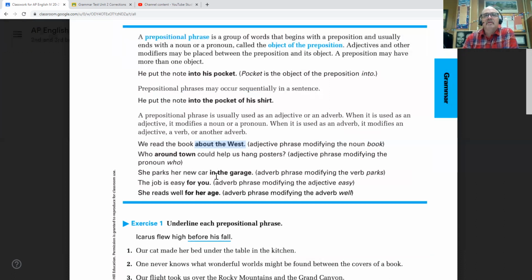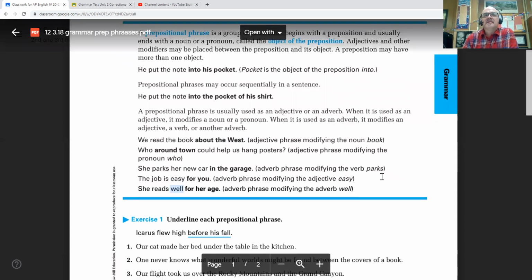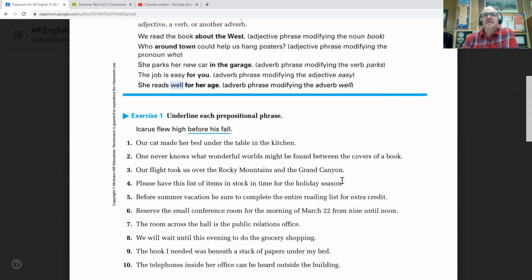She parks her new car in the garage. That's modifying parks because it's telling where she parked it, right? So it's a little bit trickier. It's not always right next to what it modifies, but in the garage is definitely modifying the location where she parks it, right? Here, for you. Here we actually have it modifying an adjective that it comes right after, right? The job is easy for you. Easy is a predicate adjective, and then for you clarifies that. And then here, she reads well for her age. For her age there clarifies how well she reads, and well is already an adverb, so that is, of course, an adverb phrase too.